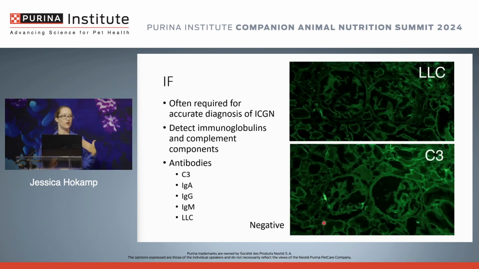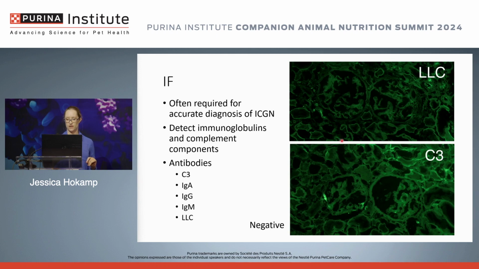Okay, so as I mentioned, we oftentimes need immunofluorescence for an accurate diagnosis of ICGN in dogs and cats. And these are to detect the presence of immunoglobulins and complement components that have formed due to the presence of immune complexes within the basement membrane. Now, we use an arsenal of antibodies in dogs and cats, which are specific for dogs or cats, whichever one we're looking at. This right here is lambda light chain that is staining 2 glomeruli.